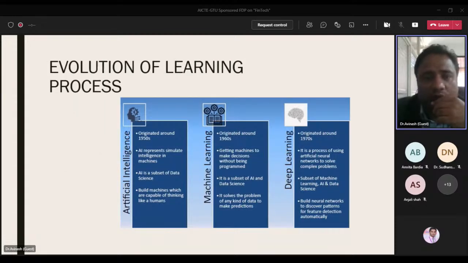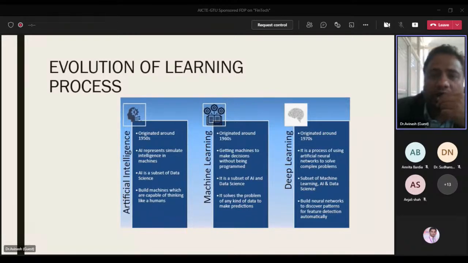This is the evolution of the learning process. Here the diagram makes you understand how artificial intelligence has evolved. In the 1950s, AI evolved in the form of data science.